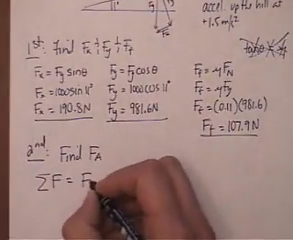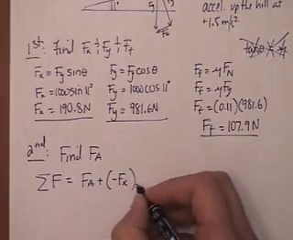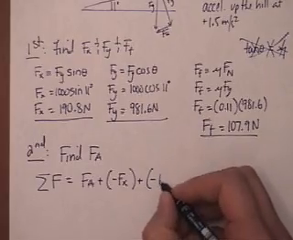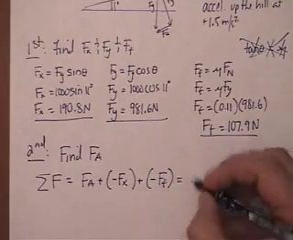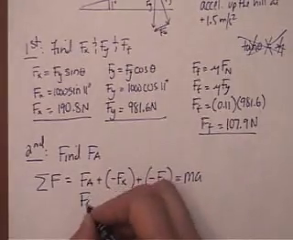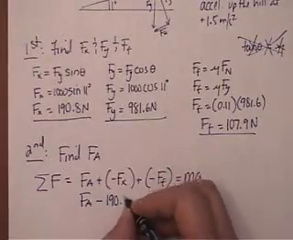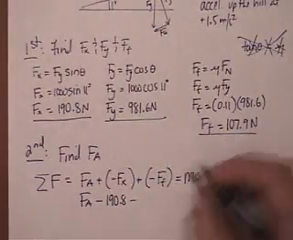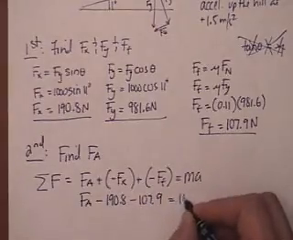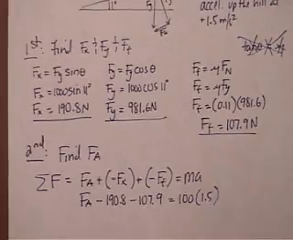So Fa minus Fx minus Ff equals mass times acceleration. Fa I don't know. Force in the x direction, I just figured it out, 190.8. Force of friction, I just figured out, 107.9. Mass, I know, 100 kilogram skier. Acceleration, I was told in the question, is 1.5.